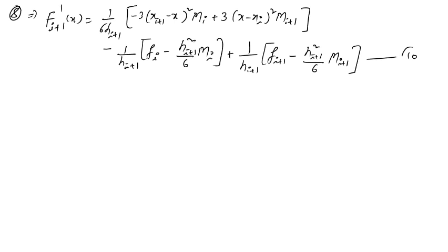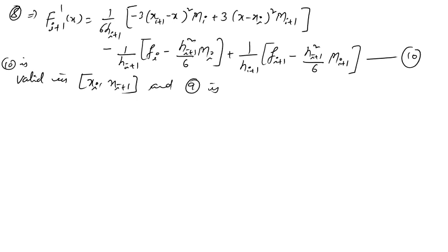Remember this equation 10. And the first one is valid in the interval, and this is valid in what interval? This is xi to xi plus 1. Equation 10 is valid in this, and 9 is valid in what interval? xi minus 1 to xi. So in these two intervals, what is the common point?